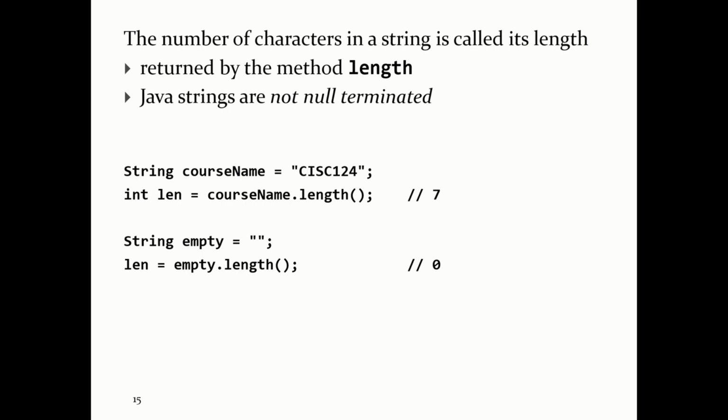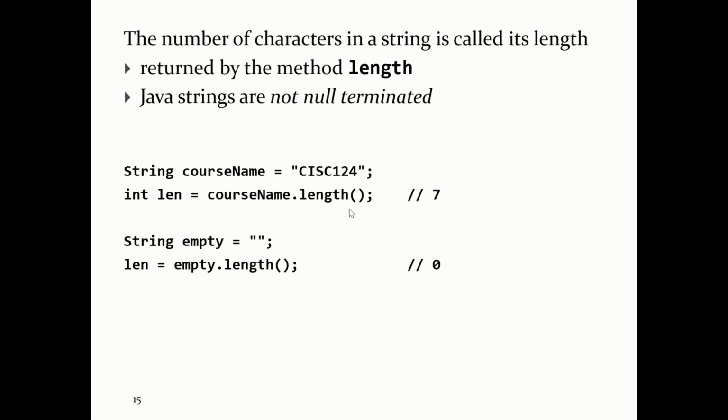In C, you would use strlen to get the length of a string. In Java, you just take the variable and write dot length, round bracket, and away you go. Java strings are not null terminated, so there's no extra character on the end of the string. So the length of a string is easy. Every string knows how long it is. You just ask it for its length.